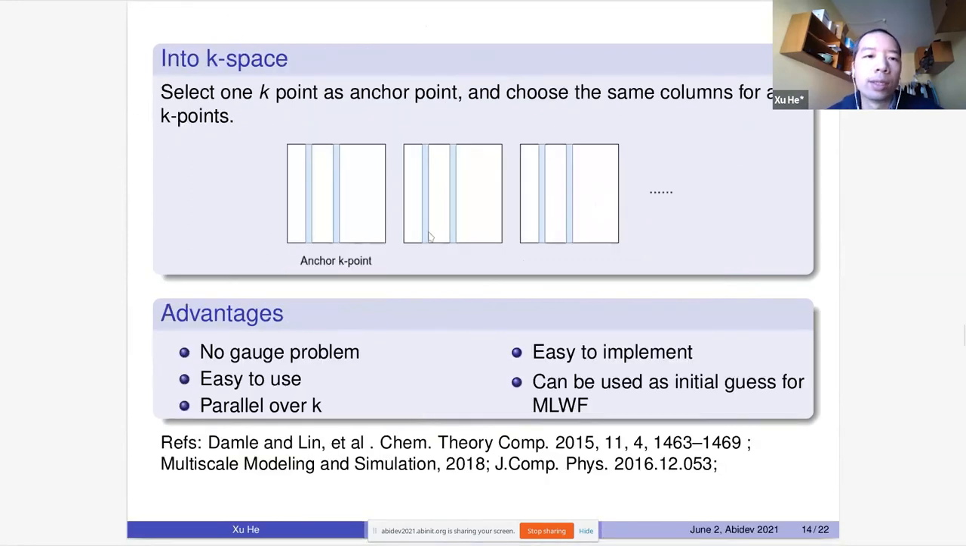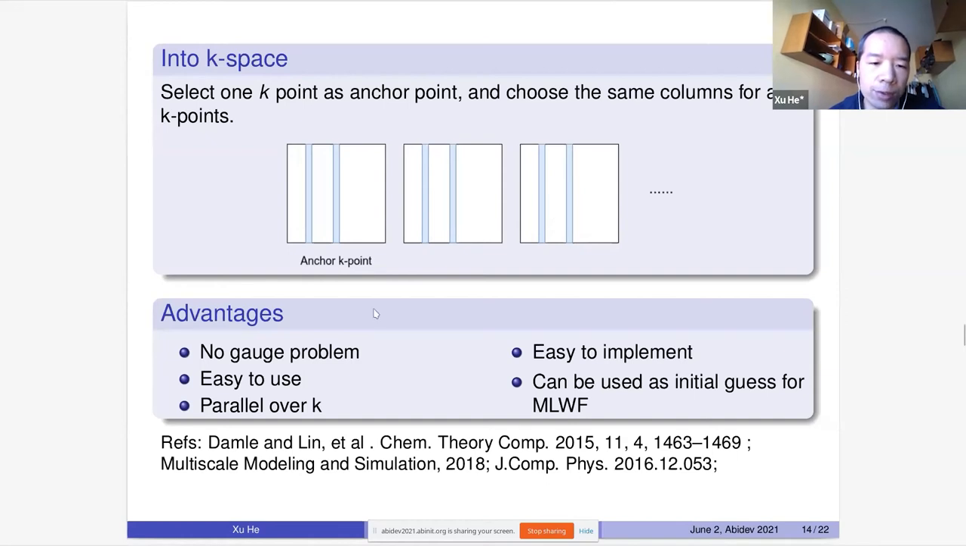In k-space, we can have another strategy. First, we select one of the k-points as an anchor point. Then we select the columns of the density matrix at that k-point. Then for all the other k-points, we use the same columns. And because they are continuous, we could do a Fourier transformation from k-space to real space. In this way, we get the lattice Wannier function in real space.